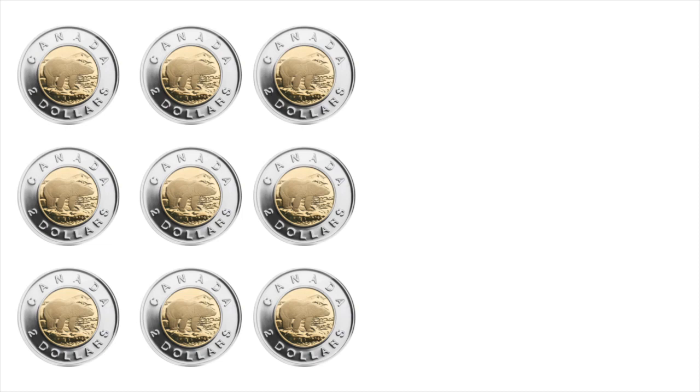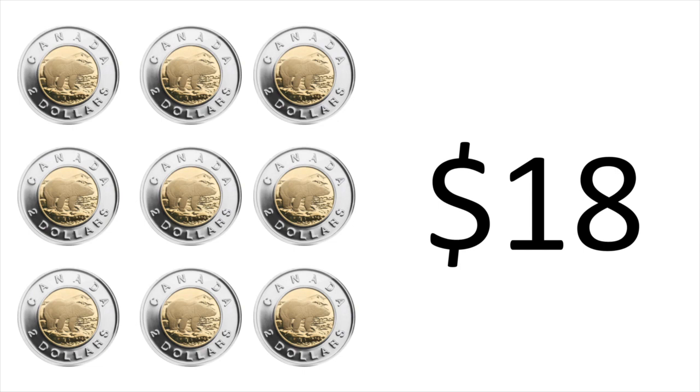So let's start with some skip counting. You can pause the video here and skip count that money and find out how much there is. Those coins are toonies, so they're each worth $2. So if we skip count, we would go 2, 4, 6, 8, 10, 12, 14, 16, 18. Pat yourself on the back if you thought it was $18.